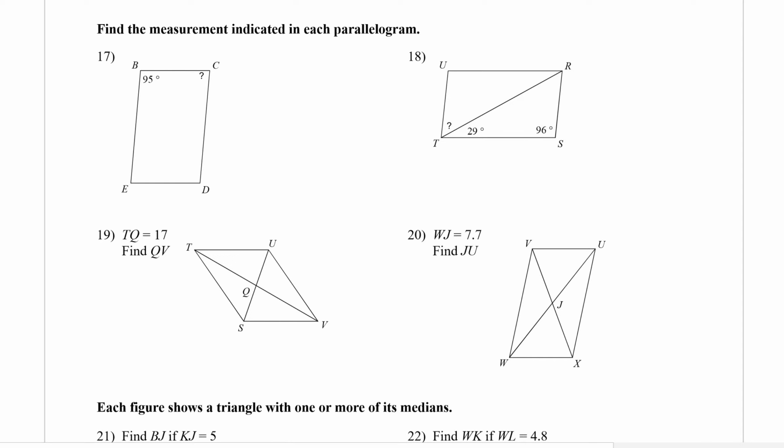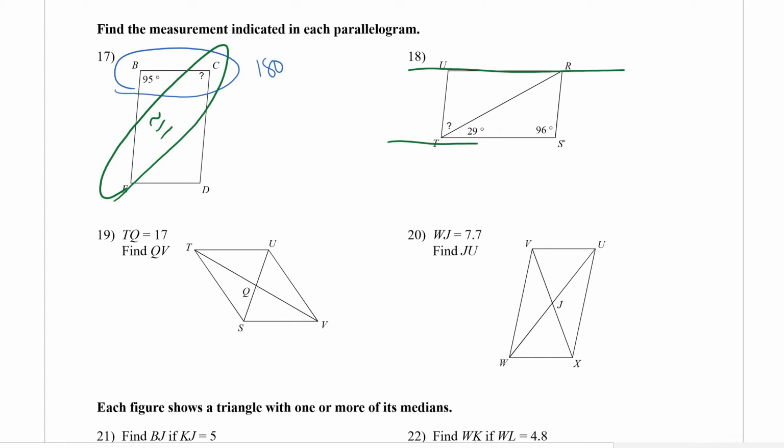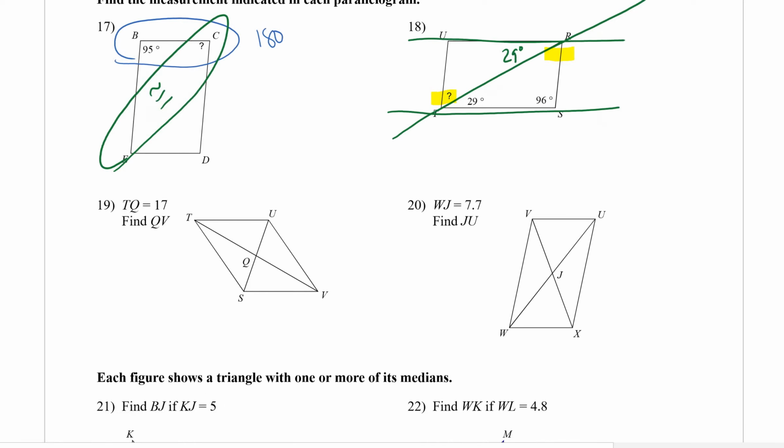When you're dealing with quadrilaterals, there's a couple different things to know. These two angles are going to add up to 180. If I had opposite angles, let's say I had angle E and angle C, they would be the same. They would be congruent to one another. In problem 18, alternate interiors tell us that this angle here would be 29. So this question mark angle would be the same as that angle there, and then you can use 180 degrees in a triangle.